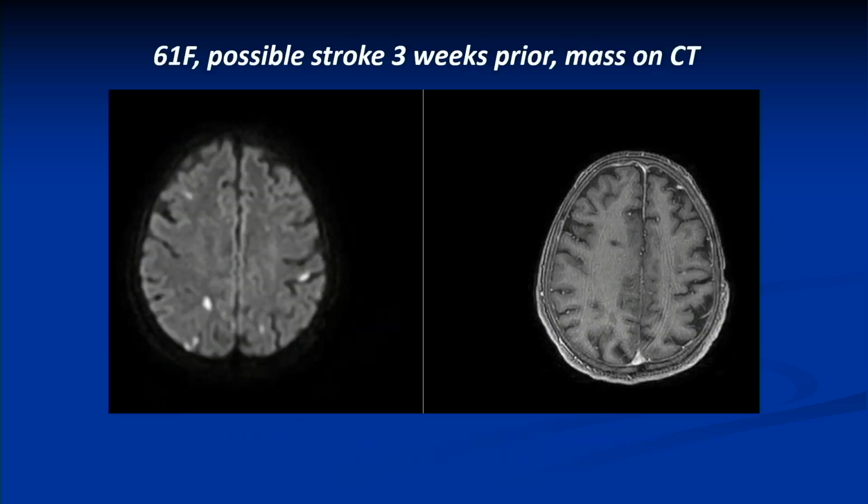So here's another case, a 61-year-old female, possible stroke 3 weeks prior, mass on CT at an outside hospital. So we don't know much. We can see these diffusion hits.